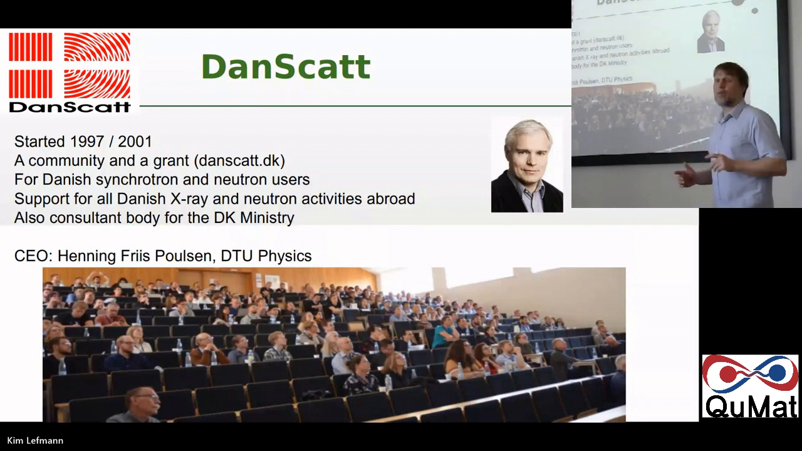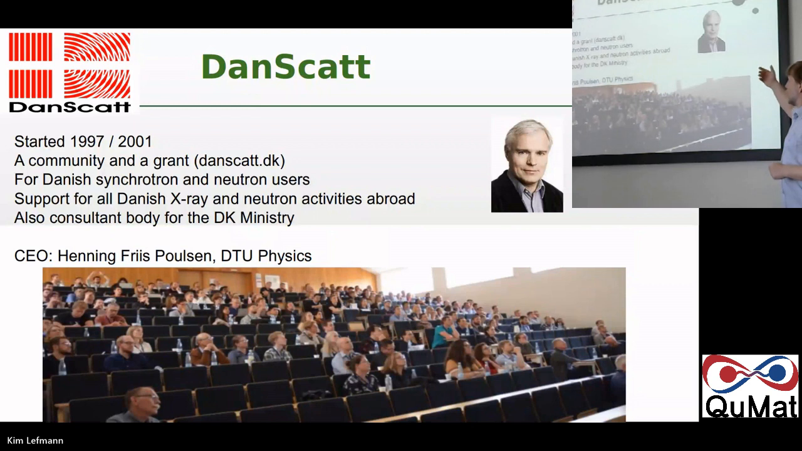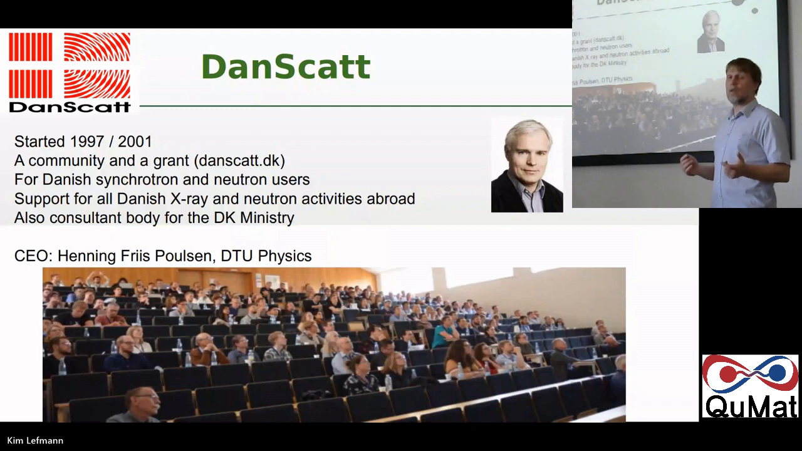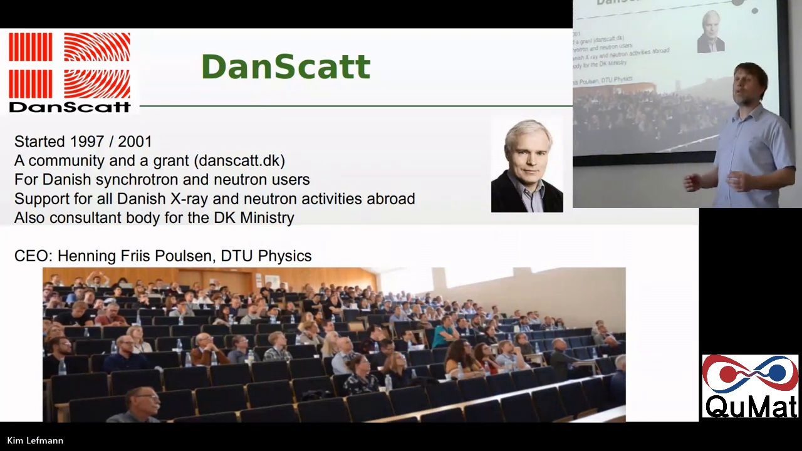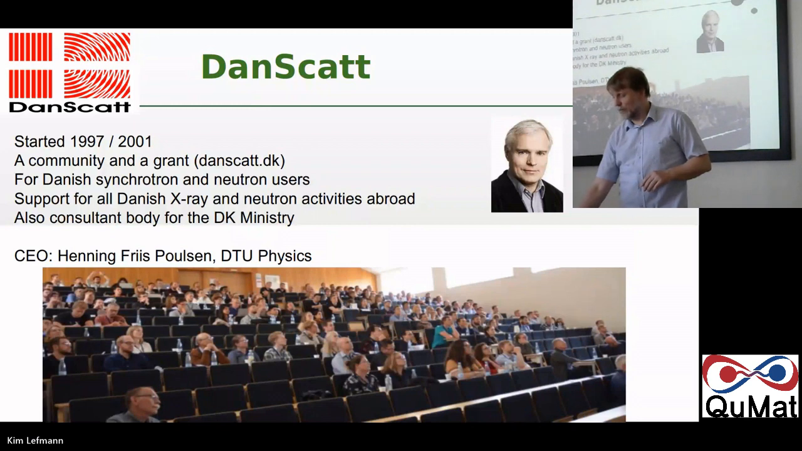I promise to tell you a few things about the organization. So we have Danscatt, which is the organization of Danish scatterers that go abroad. We have a grant of about 700,000 euros per year that we almost only use for transporting ourselves and the samples to the facilities. And this is from our annual meeting. In general we have about 500 people. So it's very, very nice to have. It's rather small money that gives a lot of effect across a lot of disciplines. So our Ministry of Science was very happy to do this, and I can only recommend it because it's really very nice.